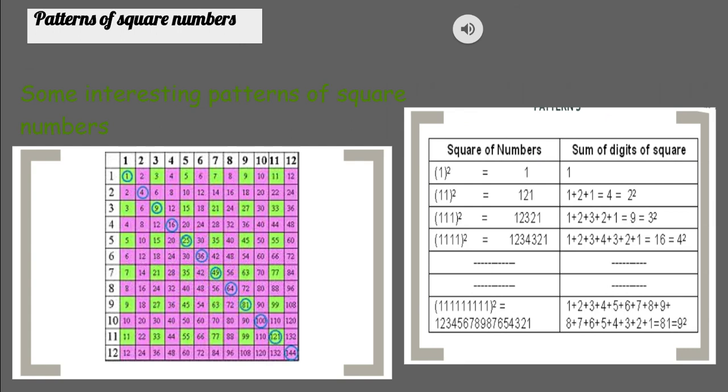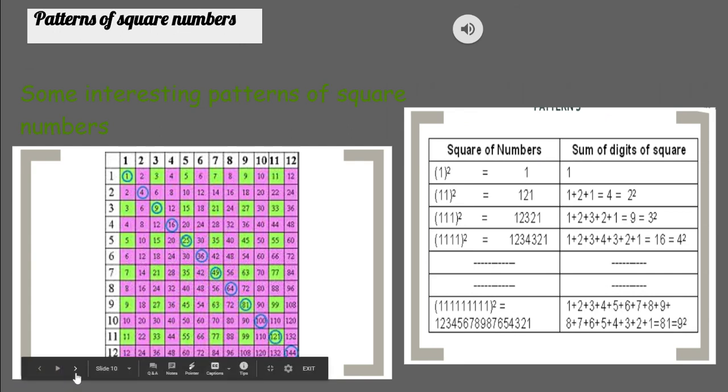Now 111 squared, where 3 ones are there. How are the numbers coming? First it is increasing, then decreasing: 1, 2, then 3, then 2 and 1. If you add the numbers, what do you get? 1 plus 2 plus 3 plus 2 plus 1 is equal to 9. That is equal to 3 squared. So it is going like this. You can see the pattern. It's also an interesting pattern.